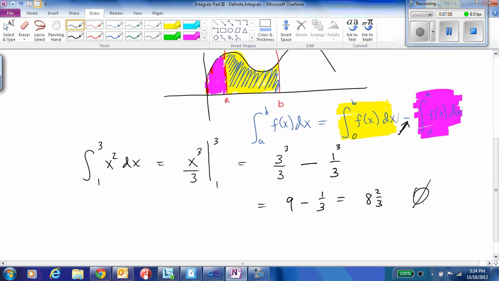Plus c is missing over here. You don't need it on the definite integrals because it would be common to both of them. This would be the integral of f of x dx plus c, and then this one would be the integral of f of x plus c. And when you subtract, look what happens to the c's. They're common to both terms. They would subtract away. That's something to know about definite integrals that's different from indefinite integrals.